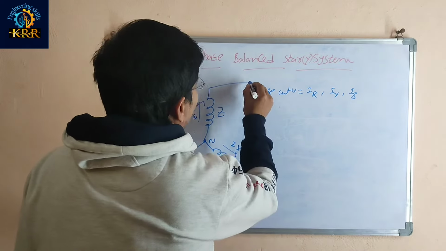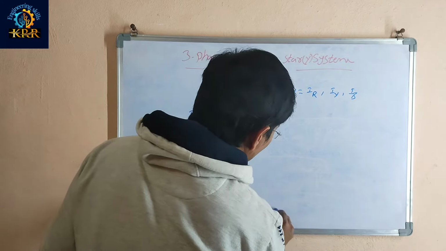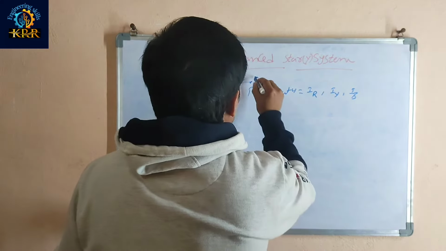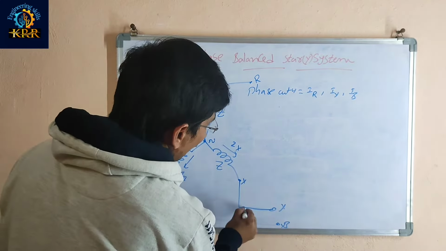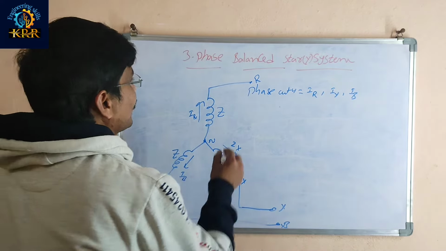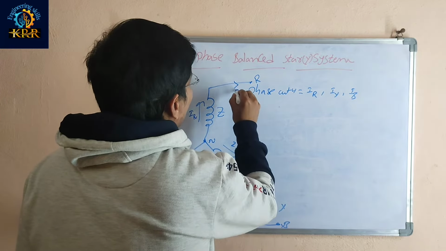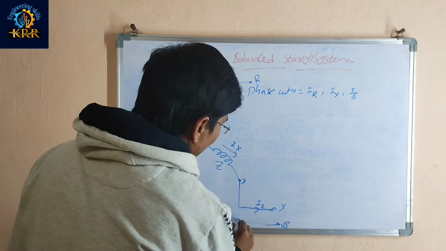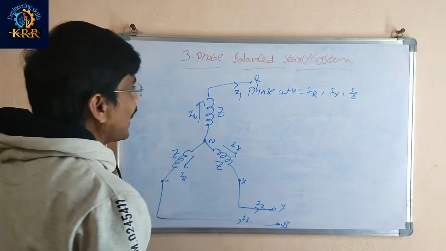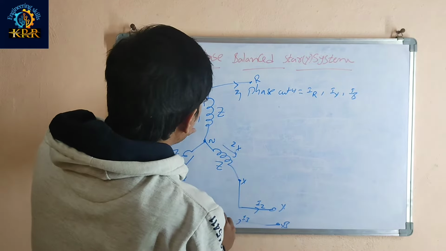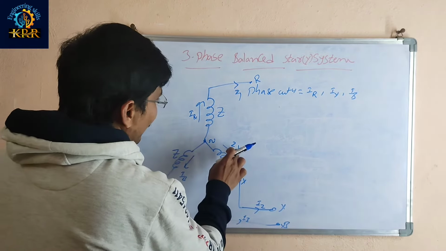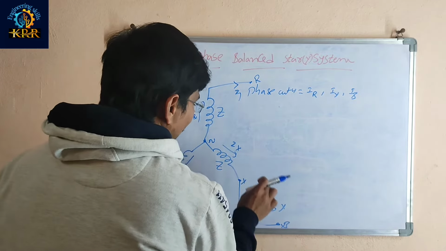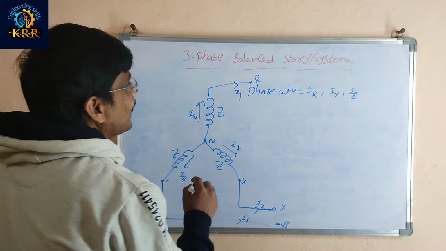This is the R line, this is the Y line, this is the B line. These line currents are represented as I1, I2 and I3. This IR current is the phase current. IR, IY, IB are the phase currents. I1, I2, I3 are the line currents.